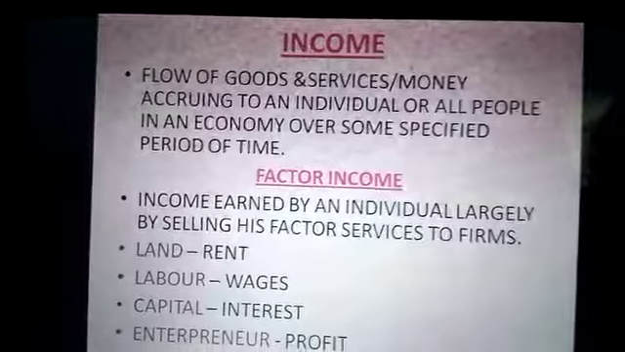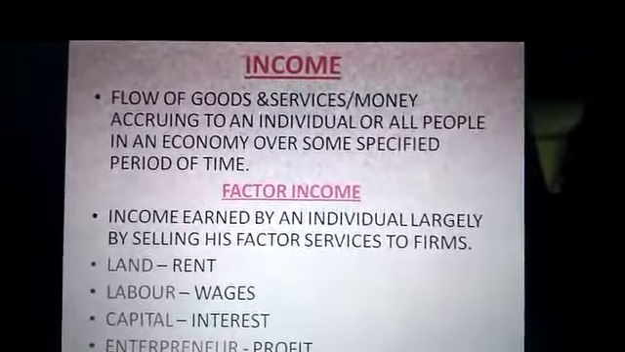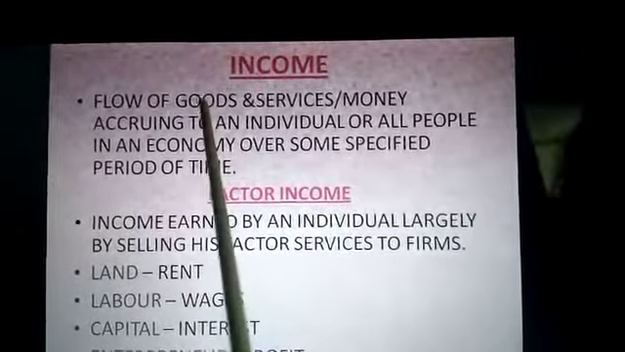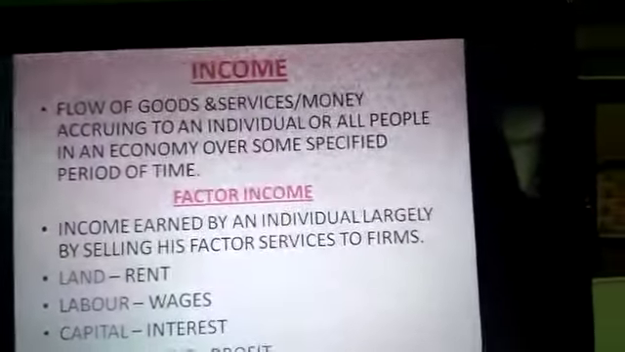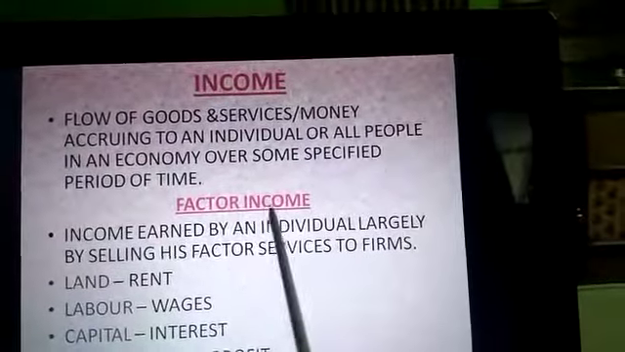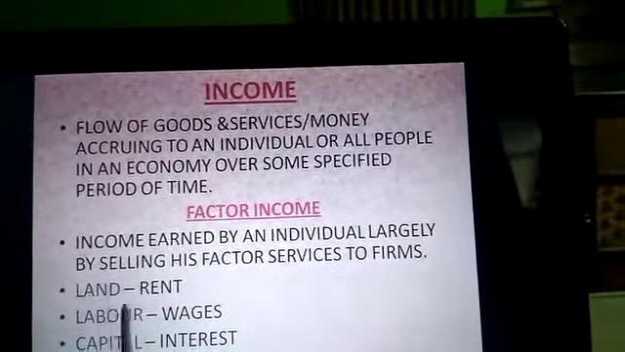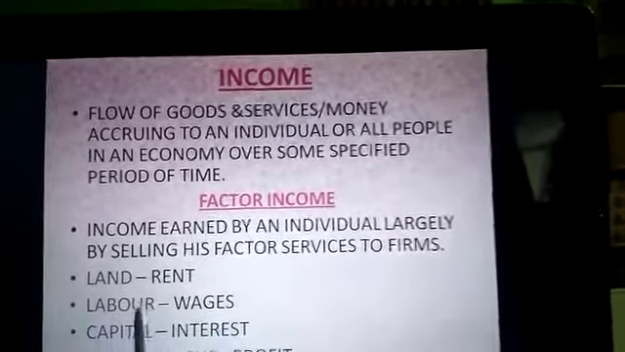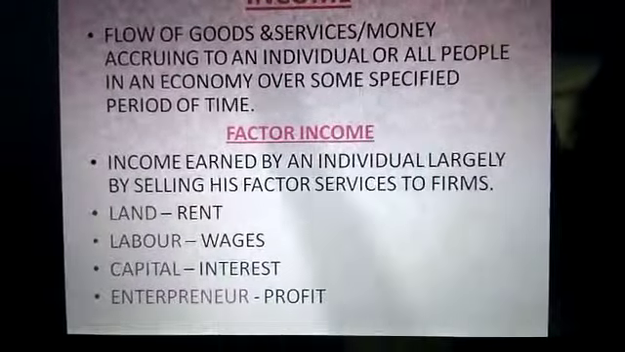Whenever a person gets something in return for the work he has done, whatever he receives, whether it is a product or money, that is termed as his income. Then comes factor income. We have discussed factors of production: land, labor, capital, entrepreneur. Those factors of production also earn money. The money earned by them is known as factor income.